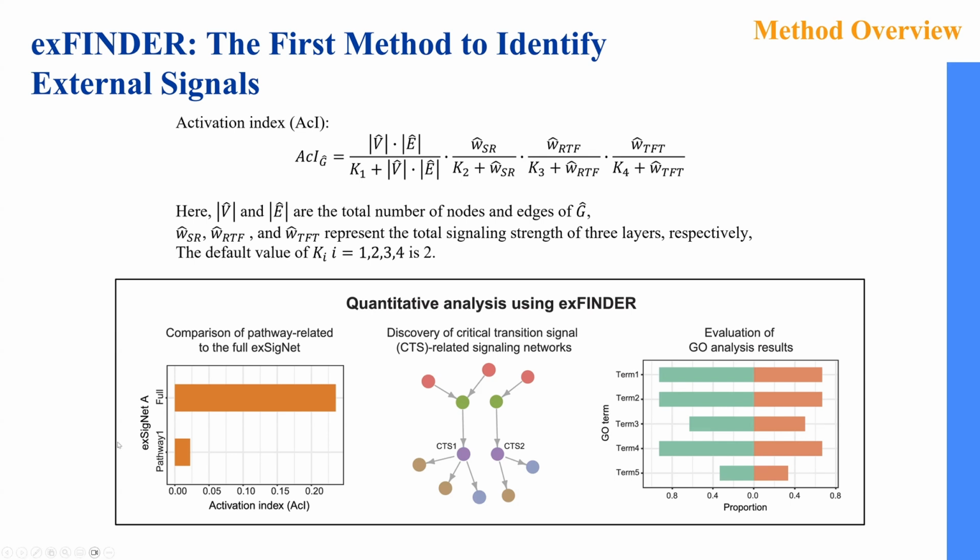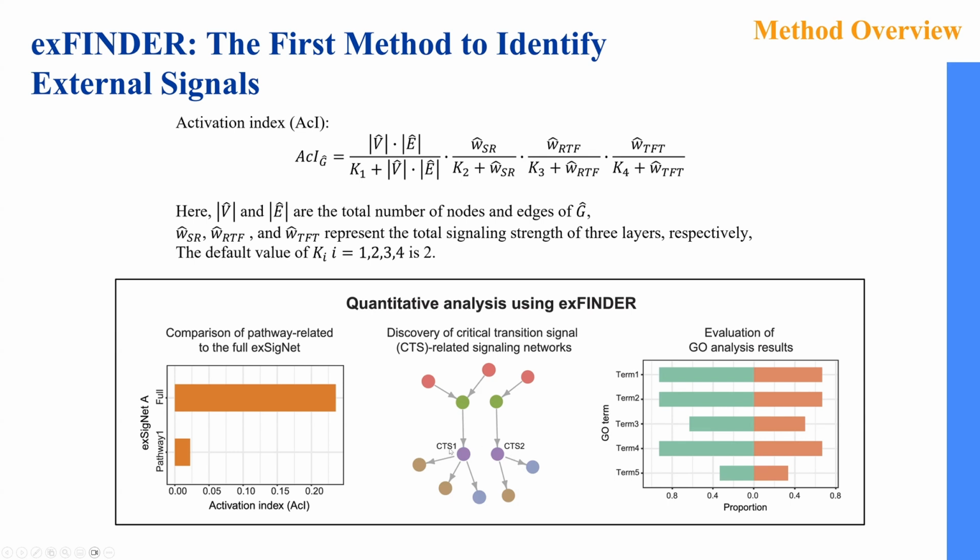the full network. For example, if we have a very big network and we extract a subnetwork, we can compare the activation index and see if this subnetwork plays a critical role in the whole network. So this is one way to do that. There's also another function: if you identify some critical transition signals, then exFINDER can help identify the critical transition signal related signaling networks.